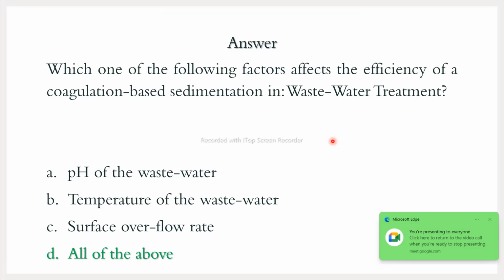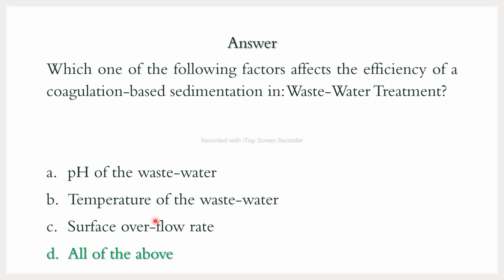It is all of the factors, that is pH of the wastewater, temperature of the wastewater, and surface overflow rate. All of them will be affecting the efficiency of a coagulation based sedimentation in a wastewater treatment plant. Because pH means the concentration of H plus ion. Depending on the concentration of the H plus ion, the attachment of smaller particles to get bigger particles at their molecular or intermolecular level will be affected. Temperature also will affect the coagulation based sedimentation. Sometimes temperature increases the intermolecular gap of the water, thereby increasing the suspension and delaying the sedimentation.